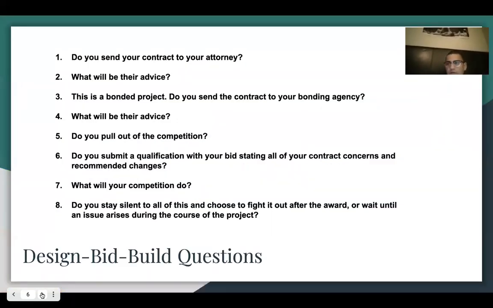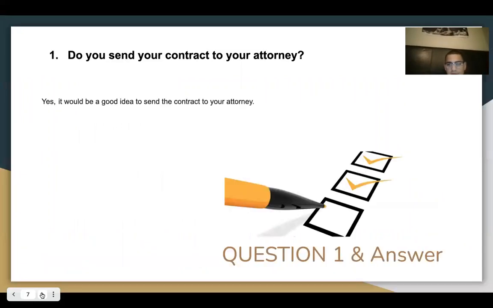This is a quick overview of the 8 questions. Next slide. So for question 1, do you send your contract to your attorney? And I said, yes, it would be a good idea to send your contract to your attorney. Since your attorney specializes in dealing with contracts, they can help break down certain aspects of the contract that may seem confusing and unfair depending on the issues with the current contract.